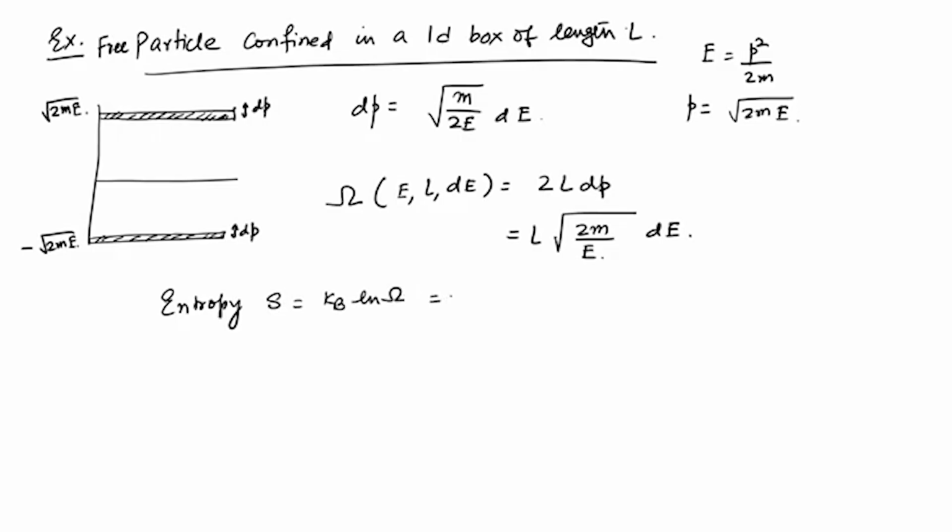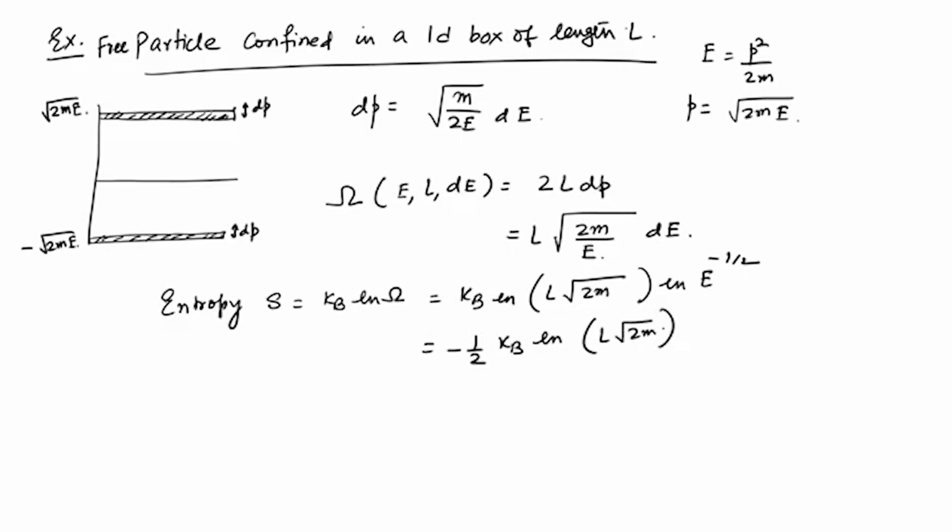It is equal to a k log omega, and which is equal to a k log of L root over 2m log e to the power minus half. So, this is equal to a minus half k log L into root over 2m log of E. Again we see that the entropy actually scales as log of E.